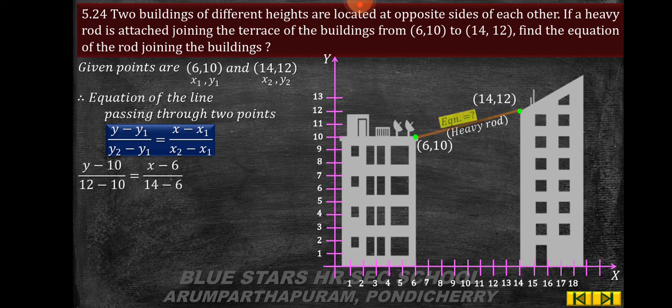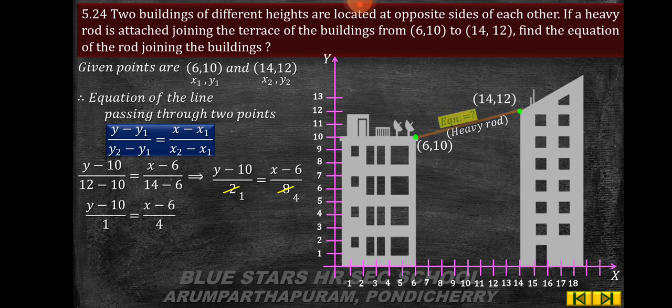y minus y1 value is 10, and y2 is 12 minus y1 value 10, which is equal to x minus x1 value 6, divided by x2 value 14 minus 6. Which implies (y minus 10) divided by (12 minus 10 is 2) is equal to (x minus 6) by (14 minus 6 is 8). So if you cancel out 2 and 8, you get 4 times. Then the next step is you have to do cross multiplication.